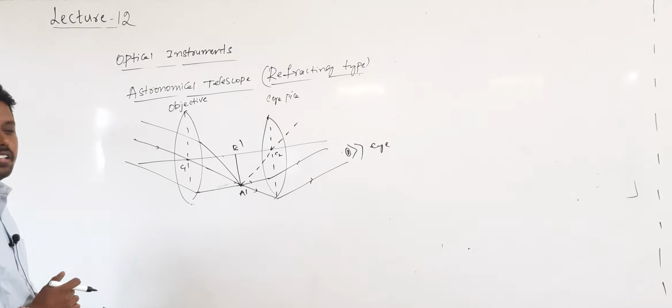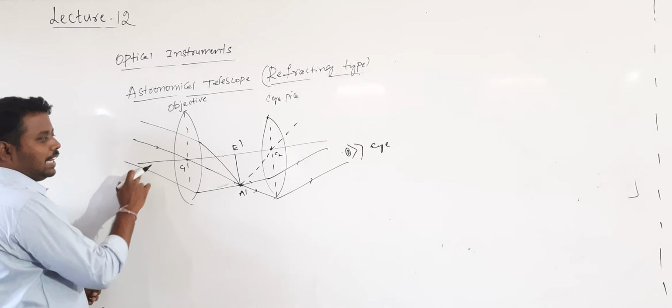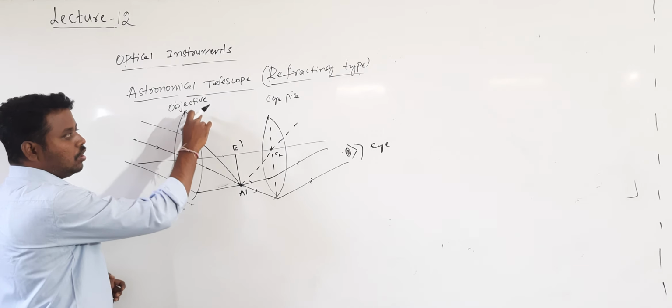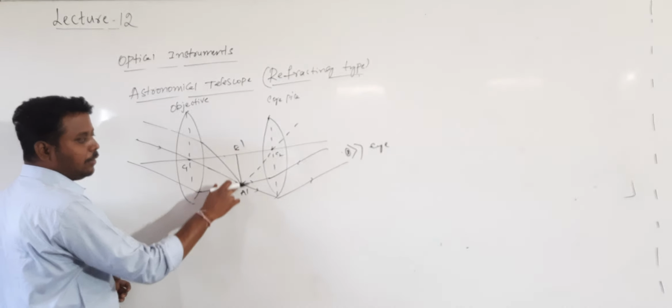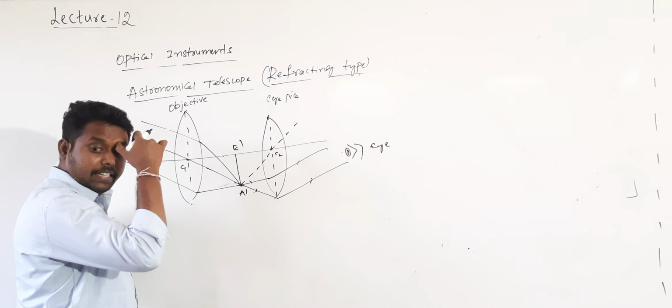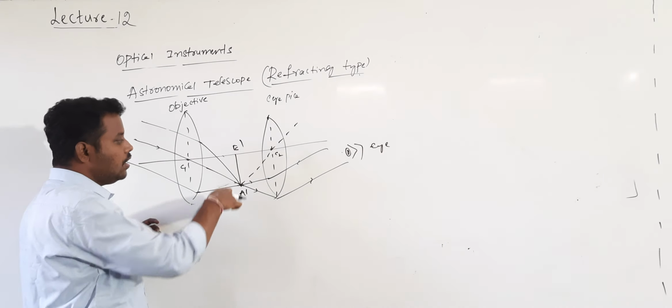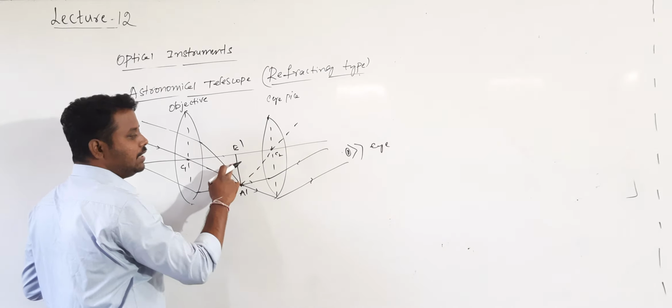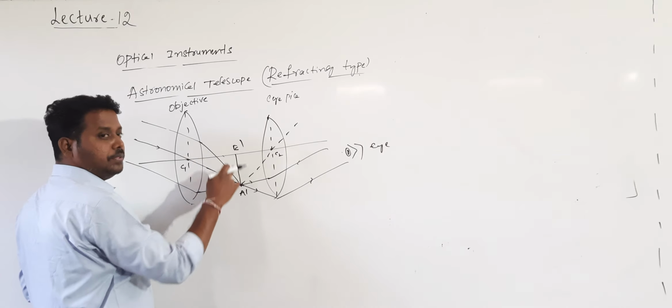So once you check, the object is at infinity, so the light rays will be parallel. Light rays will be incident on the objective lens. The objective lens will converge the light rays at a point where we get an inverted image of the object in front of the eyepiece. For this eyepiece, it will act like an object.